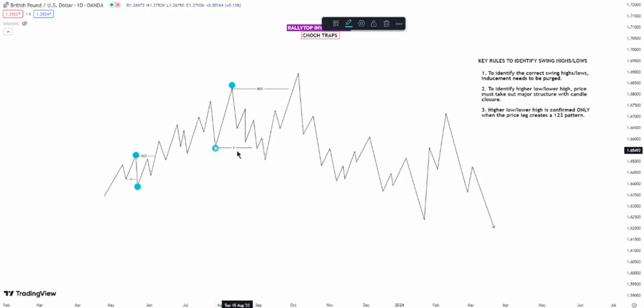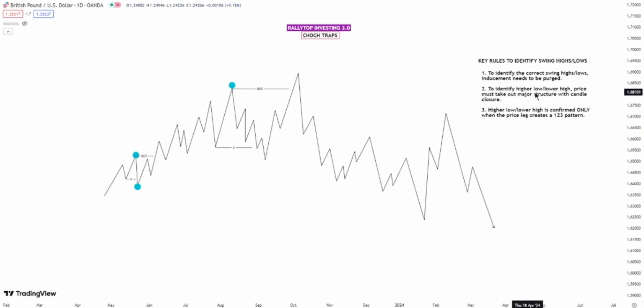This is not CHOCH. This is simply inducement because this leg didn't create 1, 2, 3 pattern. I hope you understand what we're saying. It's not CHOCH. This is inducement. It has been converted to inducement because there was no 1, 2, 3 pattern on this leg. So this high is confirmed when it took out this inducement, and this low has to meet rules number 2 and 3. And rule number 2 has already been fulfilled.